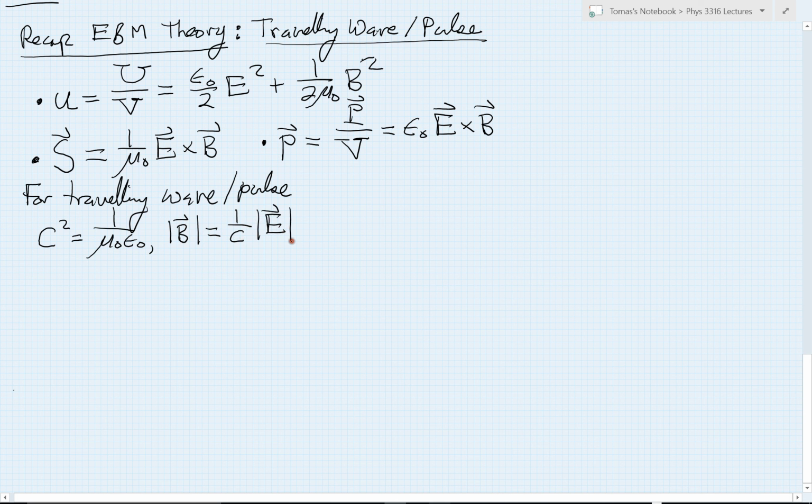We know even more, though. We know something about the direction of the magnetic field. The magnetic field is always perfectly perpendicular to the electric field. And we also know that if we take E cross B, that will be proportional to a certain direction, n hat, and that n hat is actually the direction of travel of the wave.